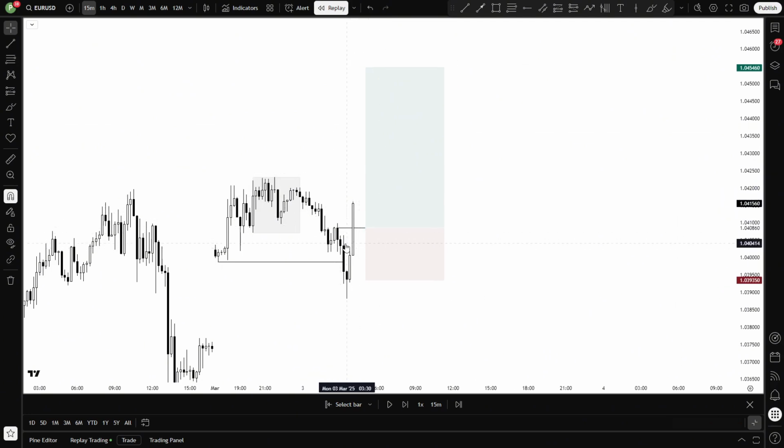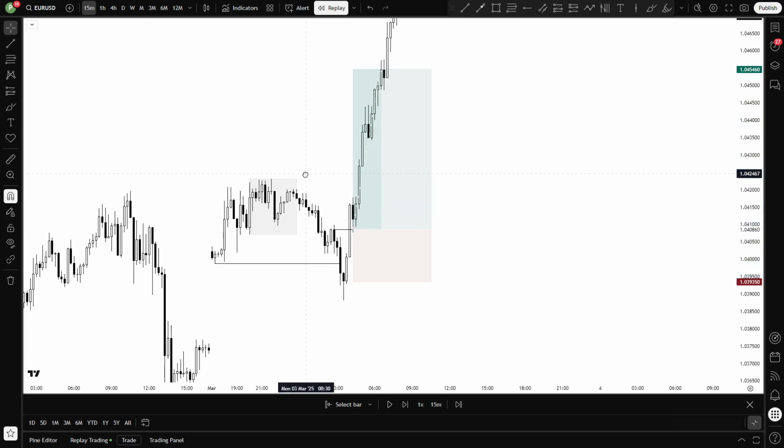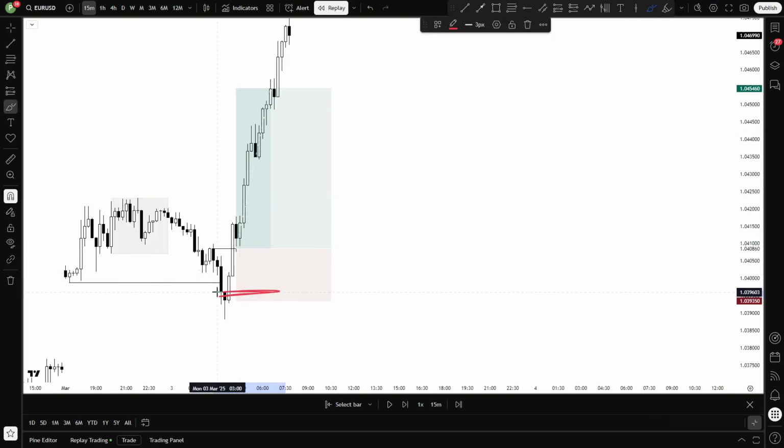And then right here, you can see the trade playing out. It worked out perfectly. And this is one of the trades that I had personally executed. And this was the exact thought process that I had.